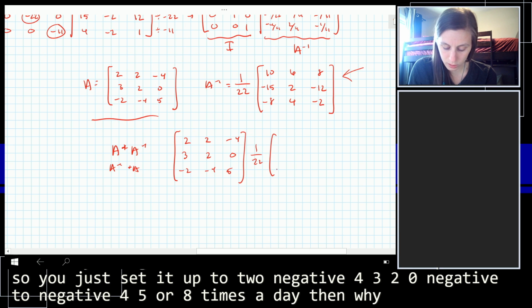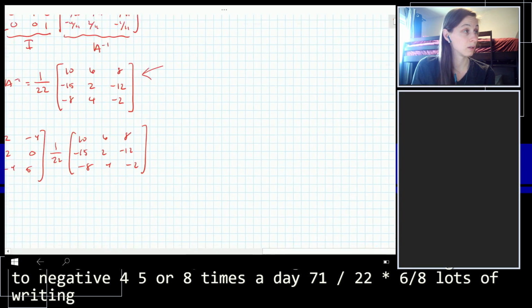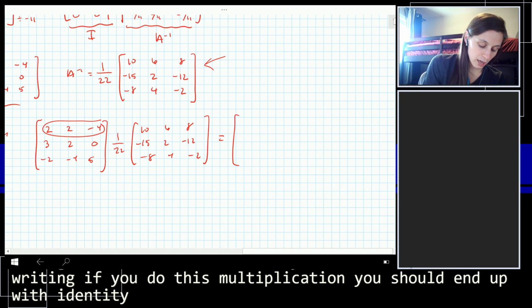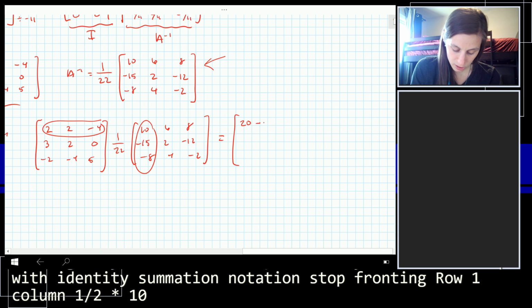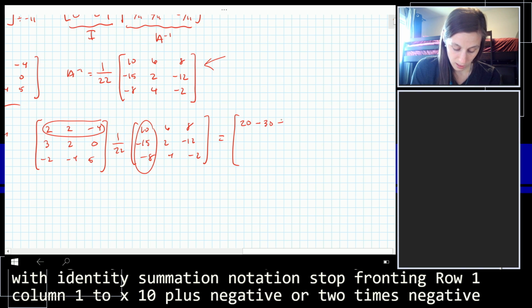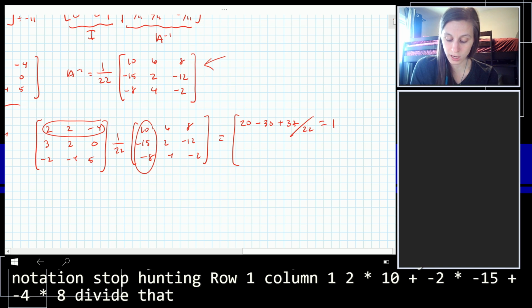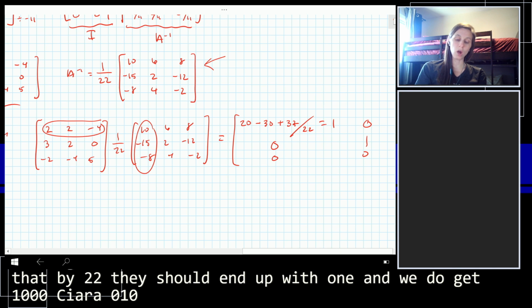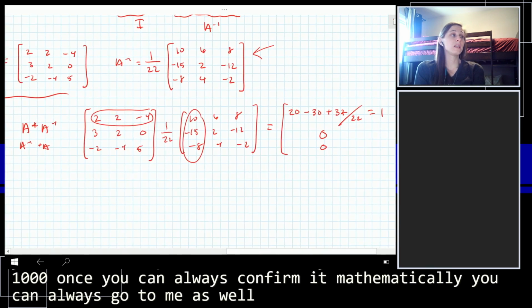And then 1 over 22 times 10, 6, 8, negative 15, 2, negative 12, negative 8, 4, negative 2. Lots of writing. If you do this multiplication, you should end up with identity. So matrix multiplication. Dot product between row 1, column 1: 2 times 10 plus 2 times negative 15 plus negative 4 times 8. Divide that by 22. This should end up with 1, and we do get 1. You should end up with a 0 here, a 0 here, a 0, 1, 0, 0, 0, 1. So you can always confirm it mathematically. You can always go to MATLAB as well, using the inverse function.